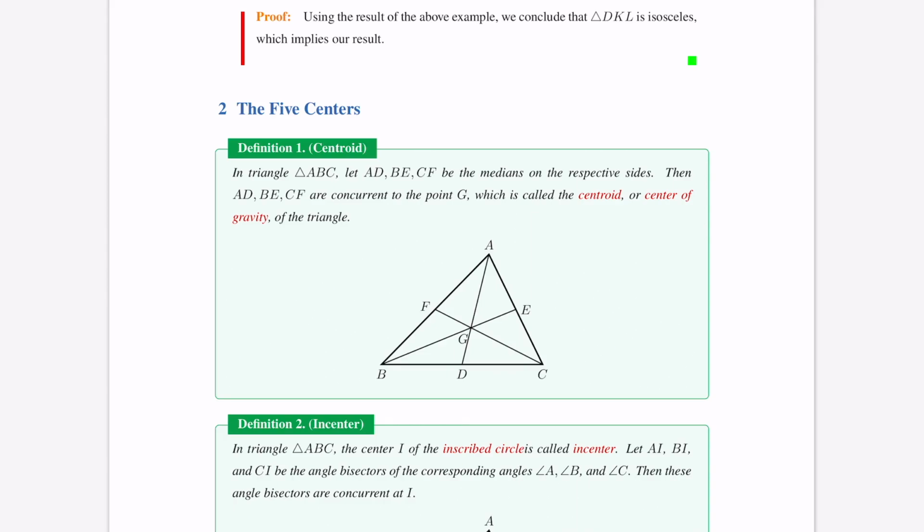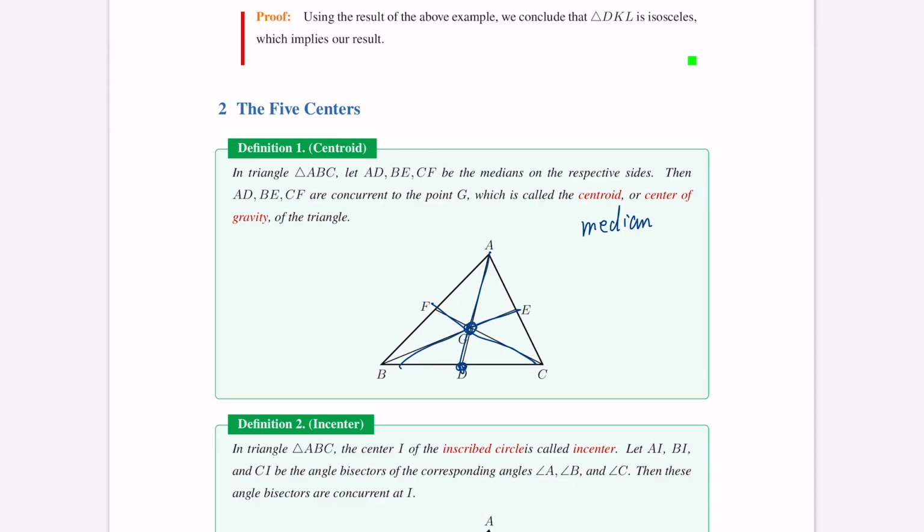Among them, the most important is the centroid. So what is the centroid? The centroid is the point of intersection of the 3 medians. In other words, we need to prove that the 3 medians meet at one point. If D is the midpoint, then AD is called the median. A triangle has three medians, and no matter what the shape of the triangle is, the three medians must meet at one point. That point is called the centroid.